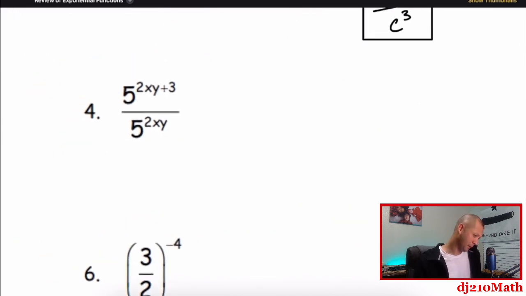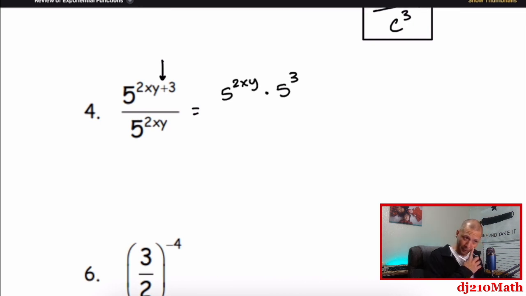Okay, number 4. This one's a little tricky because the exponents are being added. So we can actually break this apart by using the property rules, the fact that when you multiply common bases, you add the exponents. So the exponents are being added. So this means I can split this up. If you think backwards, if I want to multiply common bases, I add the exponents. So that's exactly what's happening here.